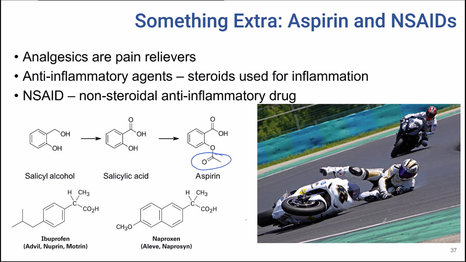So some of these other drugs that are now used are ibuprofen and also naproxen, which you can see the structures of here. They bear some resemblance to the aspirin with the carboxylic acids here and here.